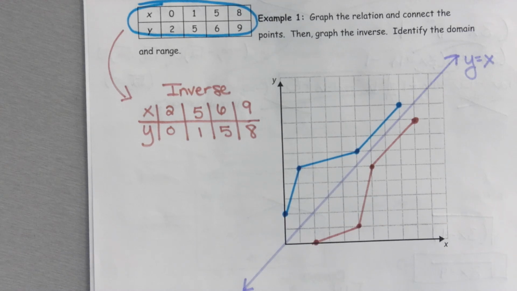Do you agree that it looks like a reflection over the line y equals x?